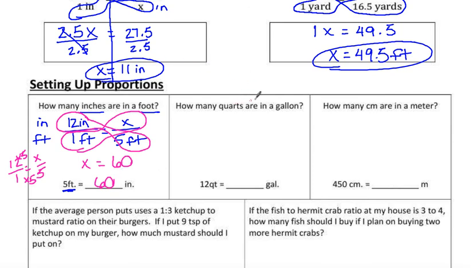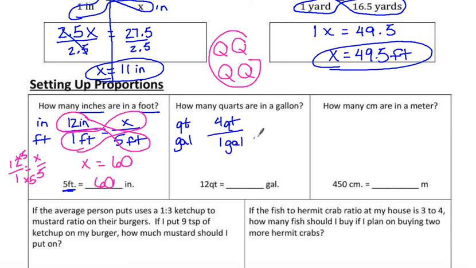How many quarts are in a gallon? Well, if you remember Gallon Man from elementary school, there are 4 quarts in a gallon. So we are comparing quarts to gallons, and there are 4 quarts in 1 gallon. And if we look down here, we want to try to figure out how many gallons are 12 quarts. So we're going to put 12 quarts here. X goes there because we don't know that part. And I'm going to use the cross multiplying method.